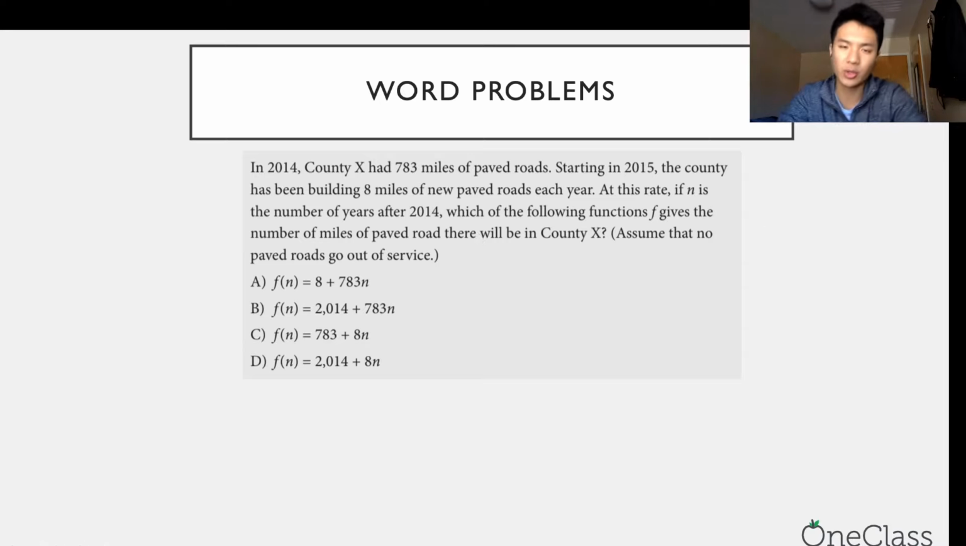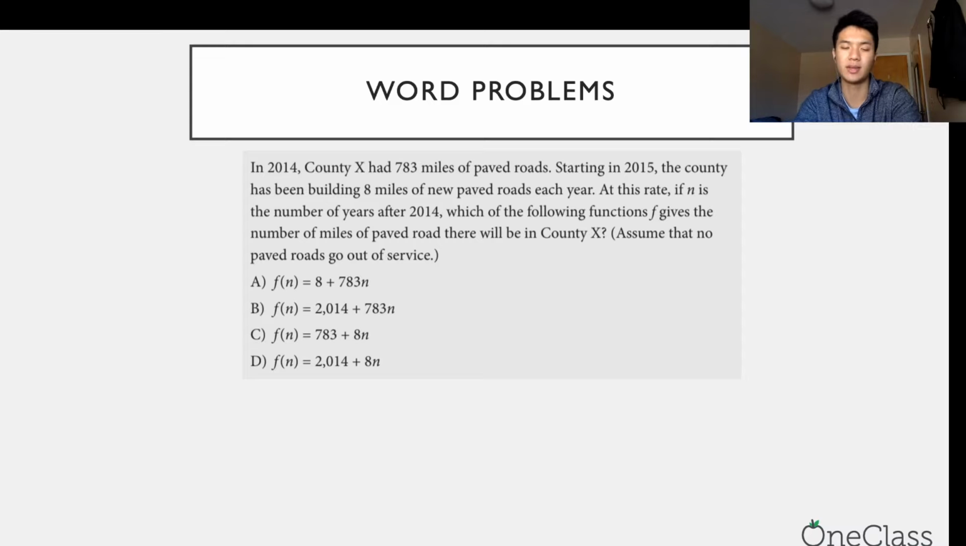So in 2014, country X had 783 miles of paved roads. Starting in 2015, the country has been building 8 miles of new paved roads each year. At this rate, if n is the number of years after 2014, which of the following functions gives the number of miles of paved roads that there will be in country X? Assume that no paved roads go out of service.